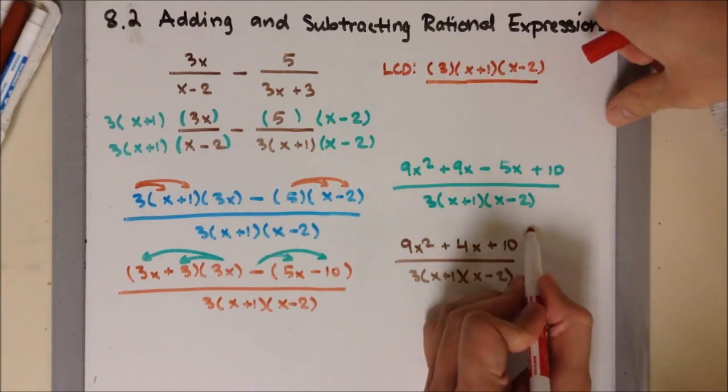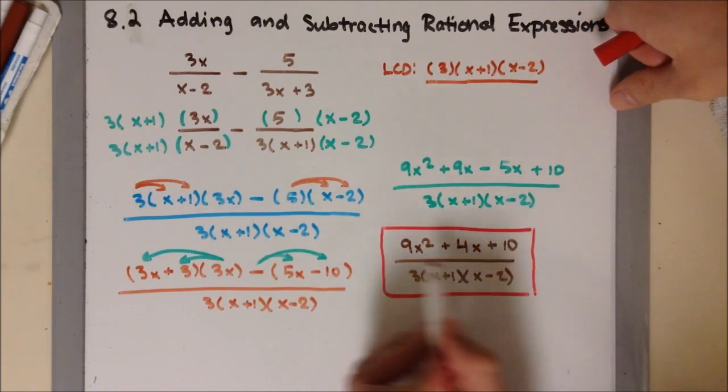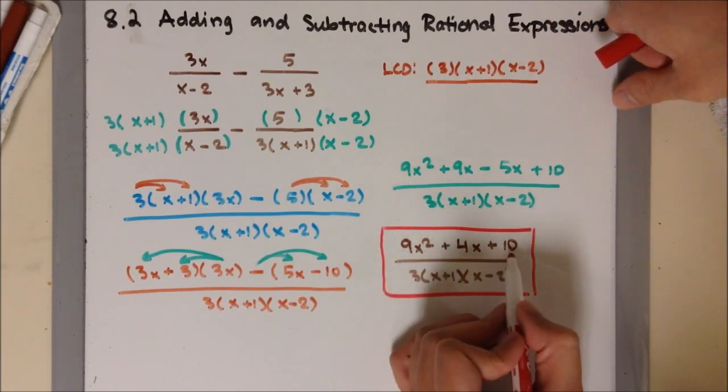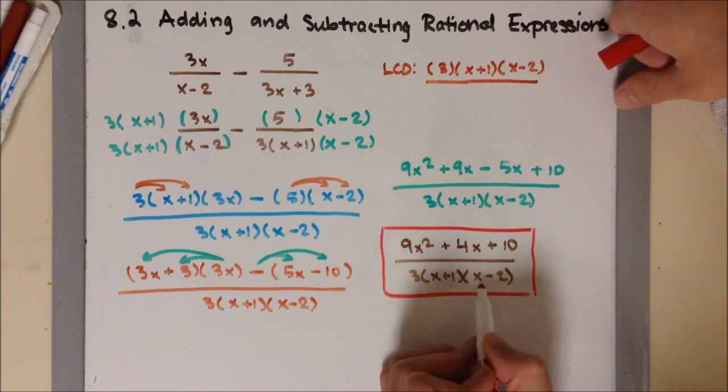I'm going to box it, and our final answer is 9x squared plus 4x plus 10 over my LCD, which is 3 times x plus 1 times x minus 2.